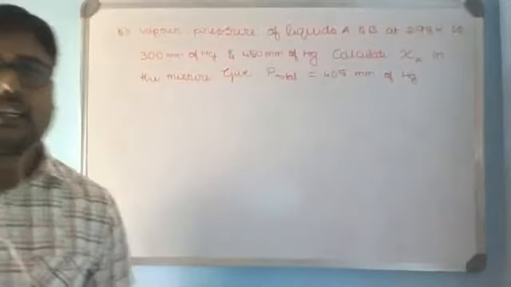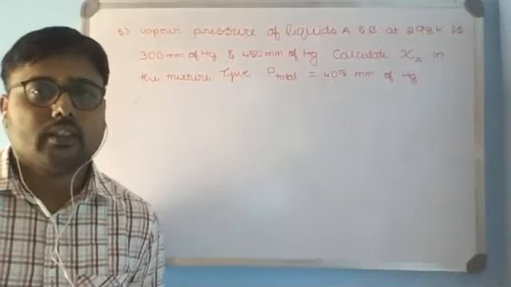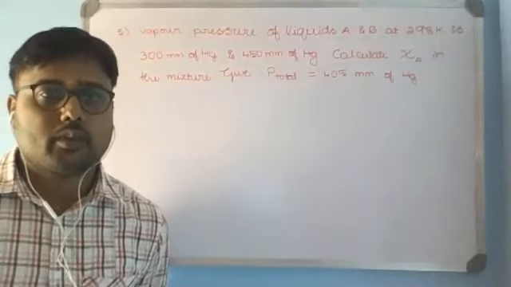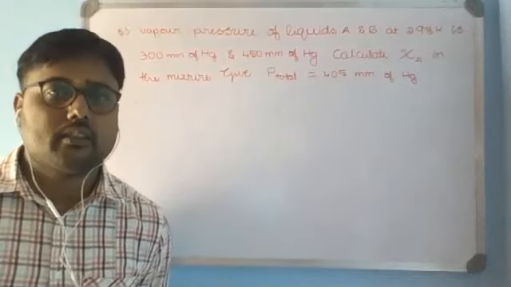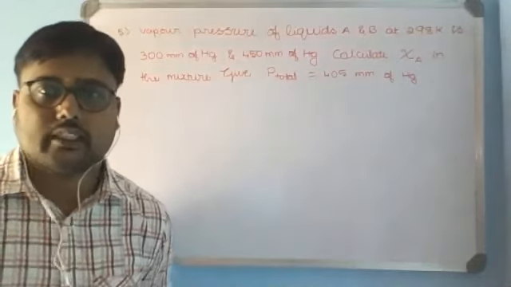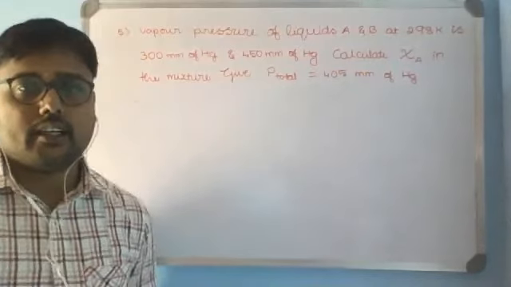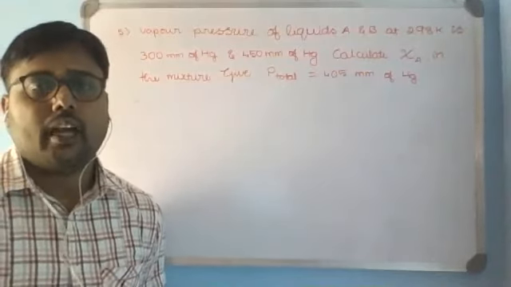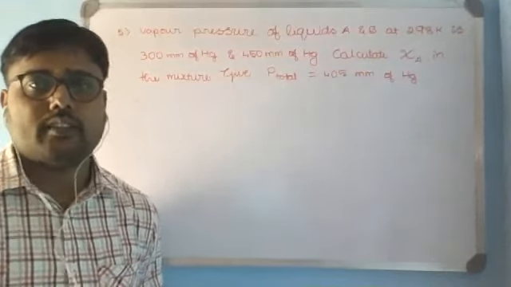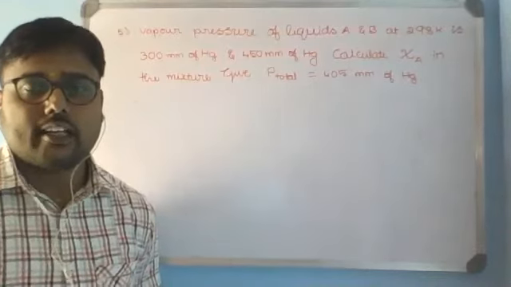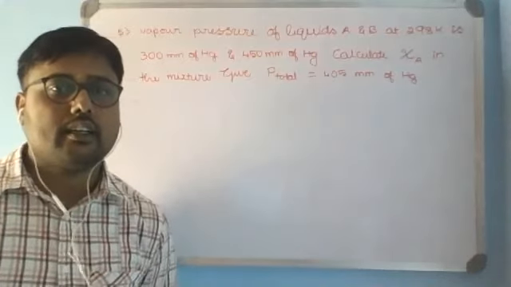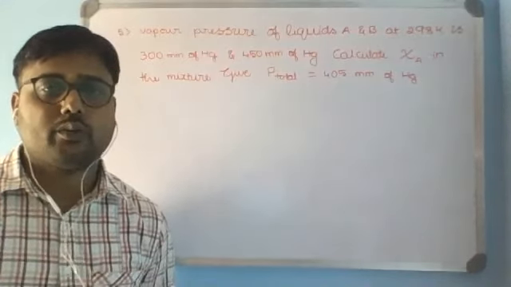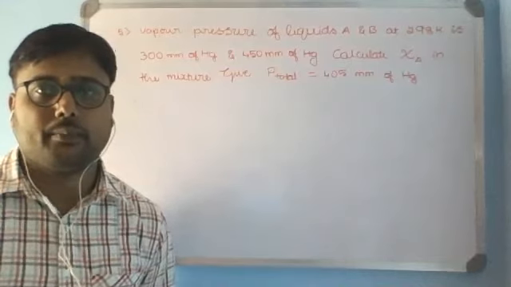We'll continue for our next problem. This type of problem will be for 3 marks. Vapor pressure of liquids A and B at 298 Kelvin, which refers to standard temperature 25 degrees Celsius, is 300 millimeters of mercury and 450 mm of Hg. It is at standard temperature. So the vapor pressure of liquid A is 300 and for B it is 450 mm of Hg respectively.